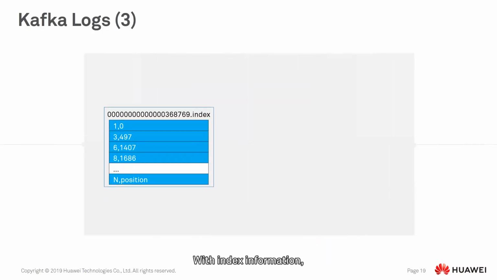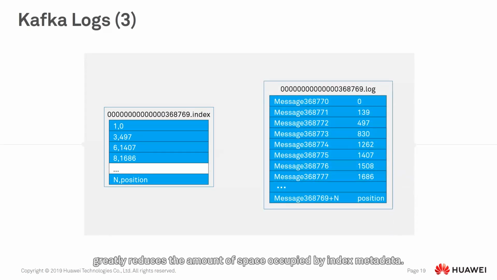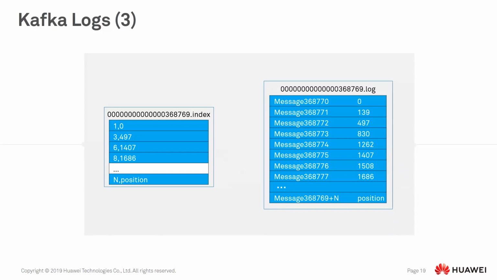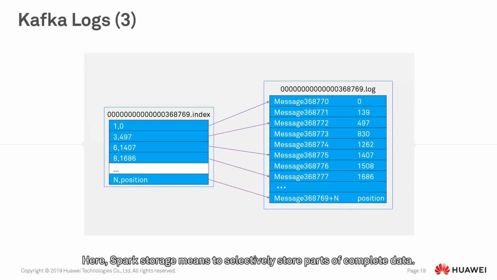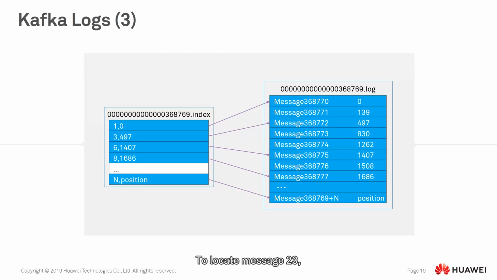With index information, you can quickly locate messages. Sparse storage of index files greatly reduces the amount of space occupied by index metadata. Here, sparse storage means to selectively store parts of complete data. For example, when there are 100 messages, only the locations of message 1, 20, 40, 60, and 80 are recorded. To locate message 23, you can locate message 20 from the index, and with 3 messages offset, you can find the right one.